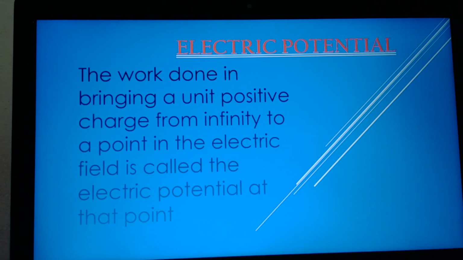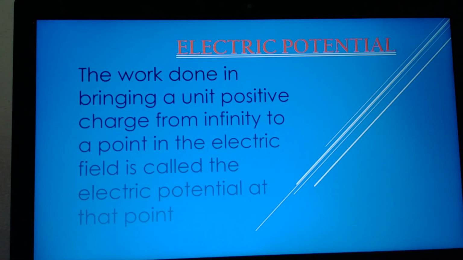So electric potential is defined as the work done in bringing a unit positive charge from infinity to a point in an electric field. What is work done? Work done is a physical quantity which is a scalar quantity. So since you are measuring electric potential as the work required to bring a unit positive charge from infinity to that particular point, it should be a scalar quantity.